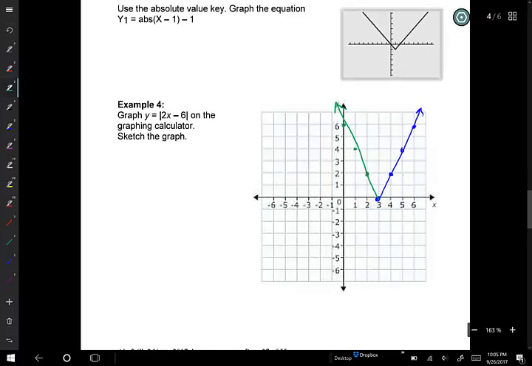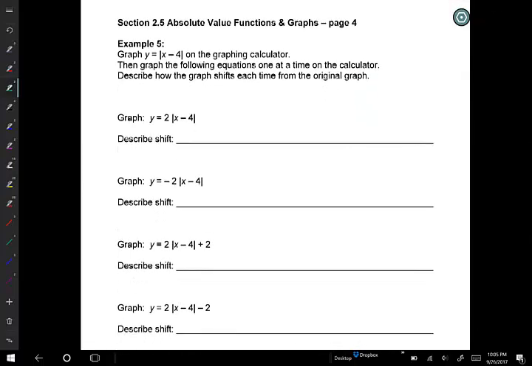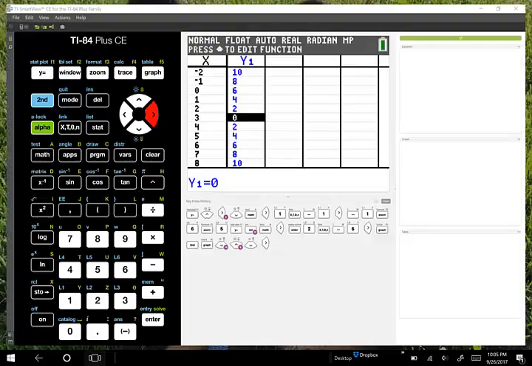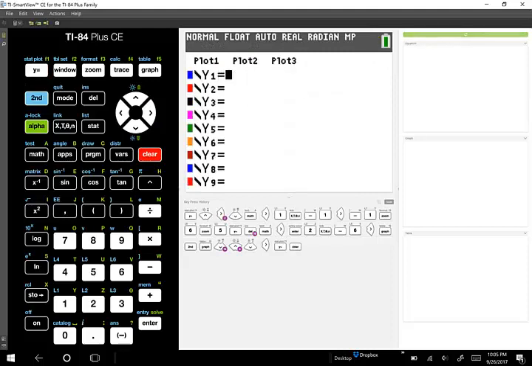What we're going to do now is continue to practice that, and we're going to look at the next page where we're asked to graph x minus 4 on a calculator, and then we're going to practice doing these other ones and predict how the shifts happen. So let's continue to practice together. Here we go. We're going to go back to y equals and clear this out.